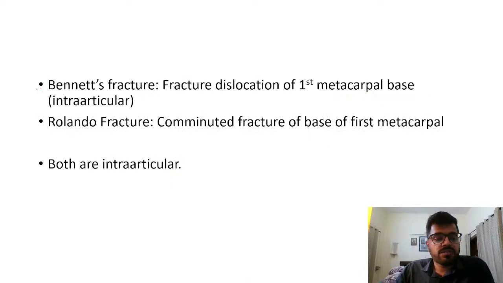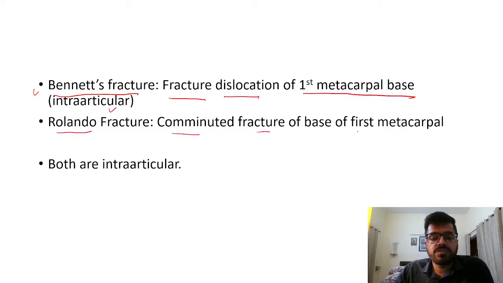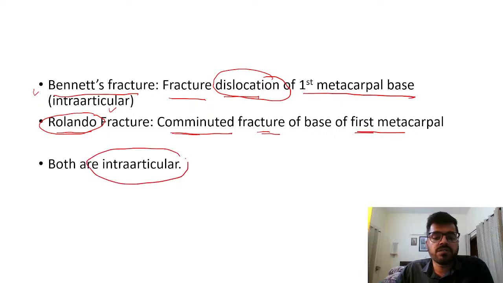Then we come to fractures of the hand. Bennett fracture. Bennett fracture is fracture dislocation of first metacarpal base. It is intra-articular. And then there is Rolando fracture, which is comminuted fracture of the base of first metacarpal. So Bennett fracture is fracture dislocation. Rolando fracture is comminuted fracture of the base of first metacarpal. Both are intra-articular. It's just that Bennett has dislocation, Rolando doesn't have.